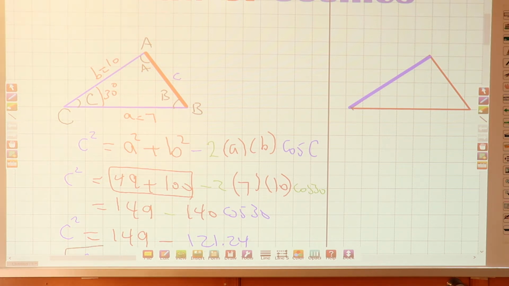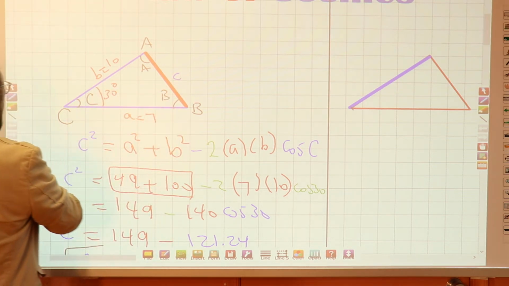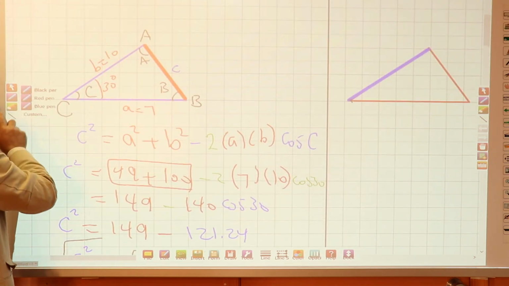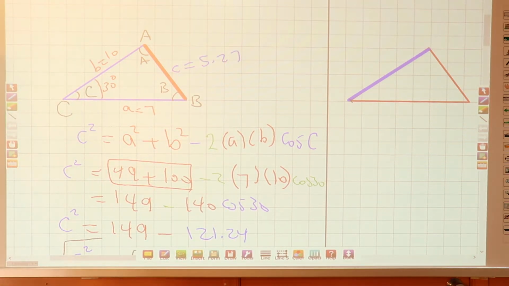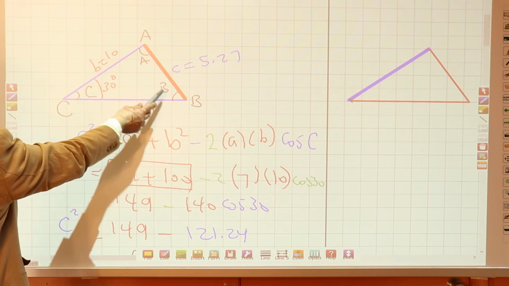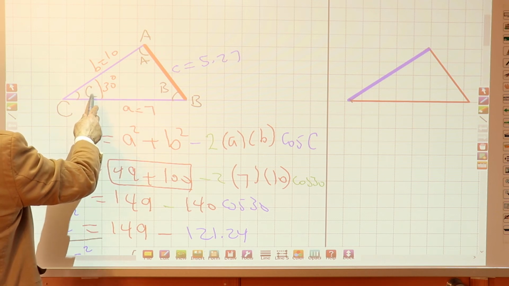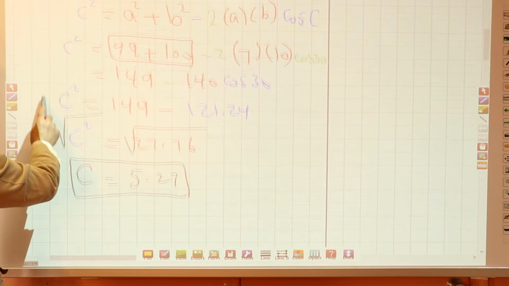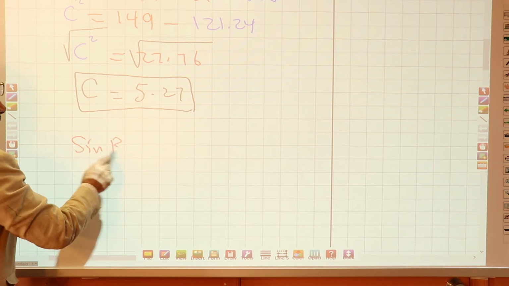Okay. I can take it since I know that this C equals 5.27. Now I can apply the law of sine. You can apply the law of sine to get the angle B, because I have this guy, right? Sine B over B equals sine C over C. Remember, B is 10. Then let us find B.